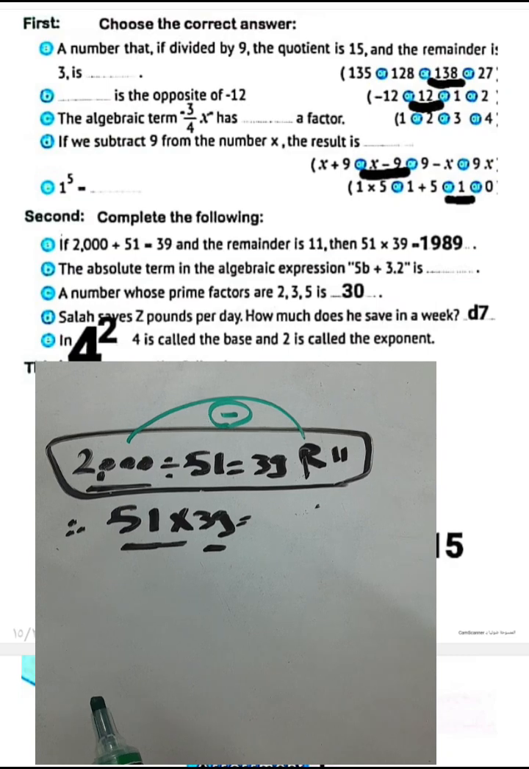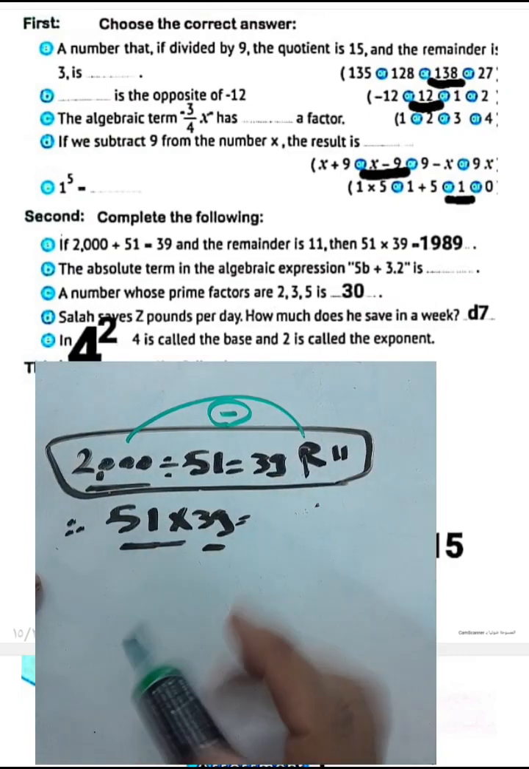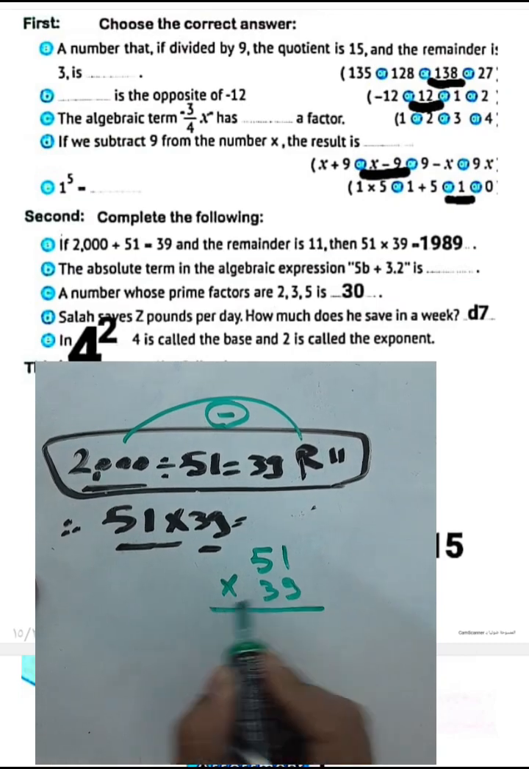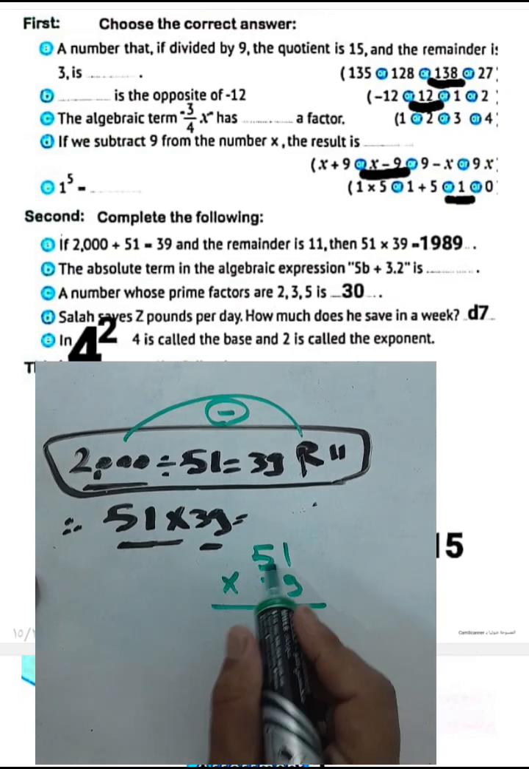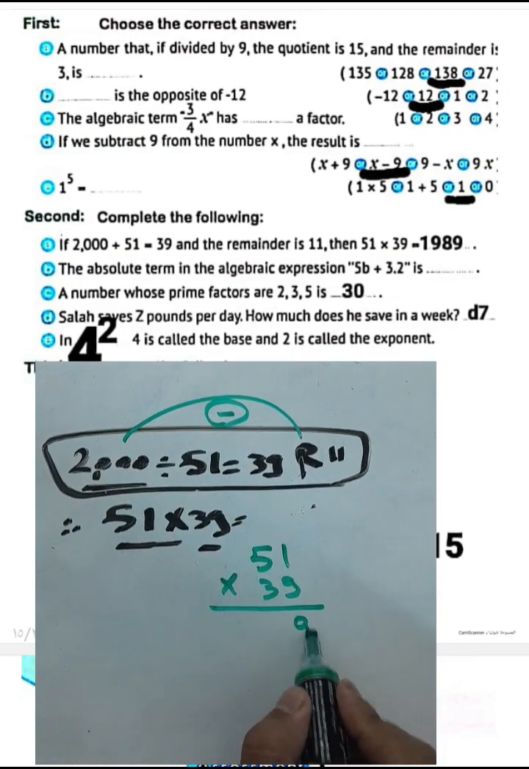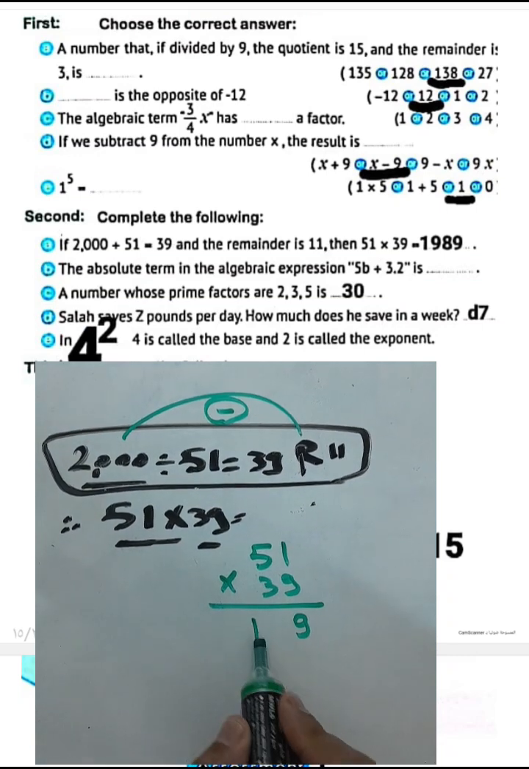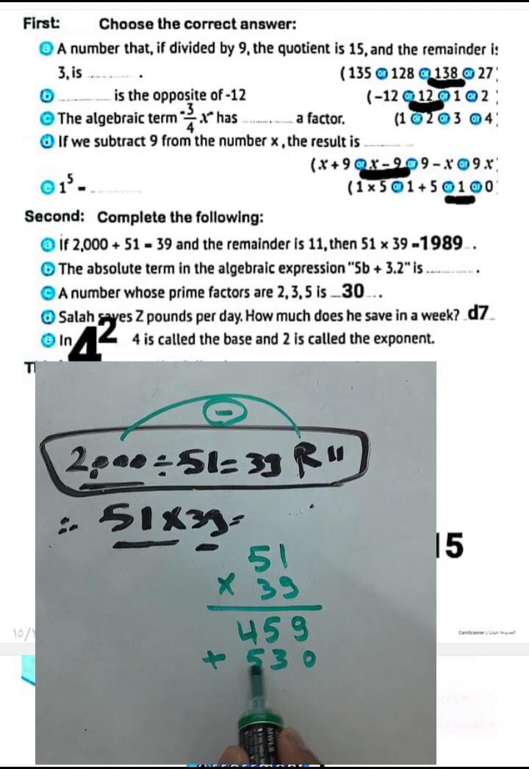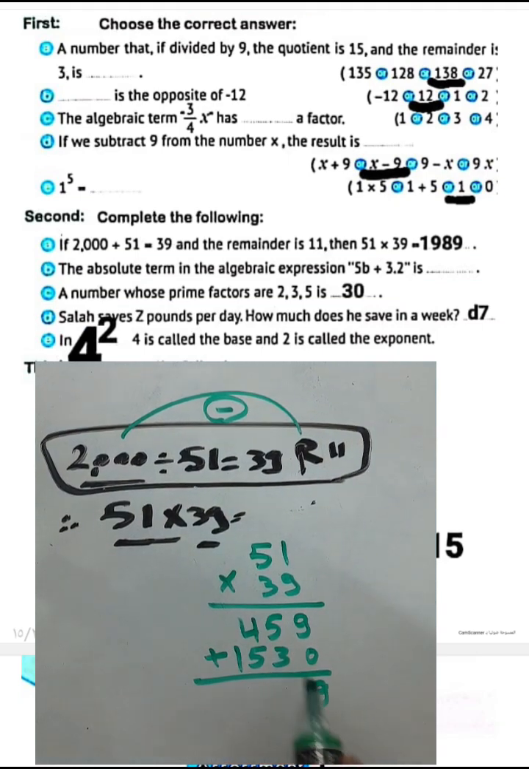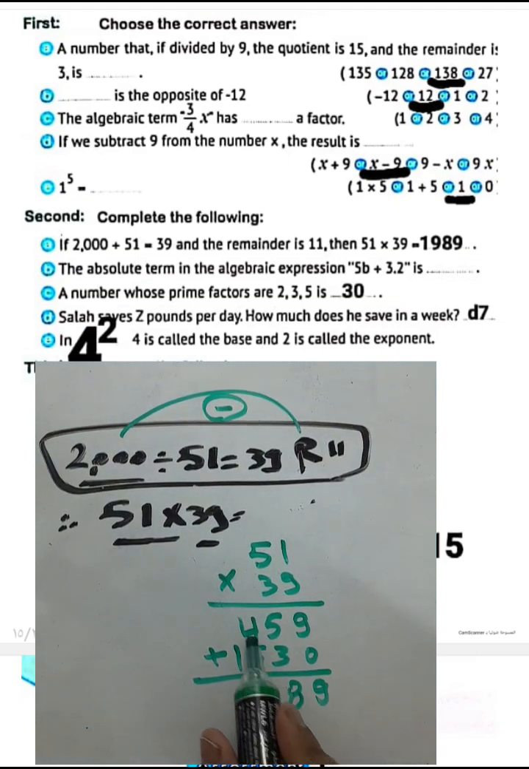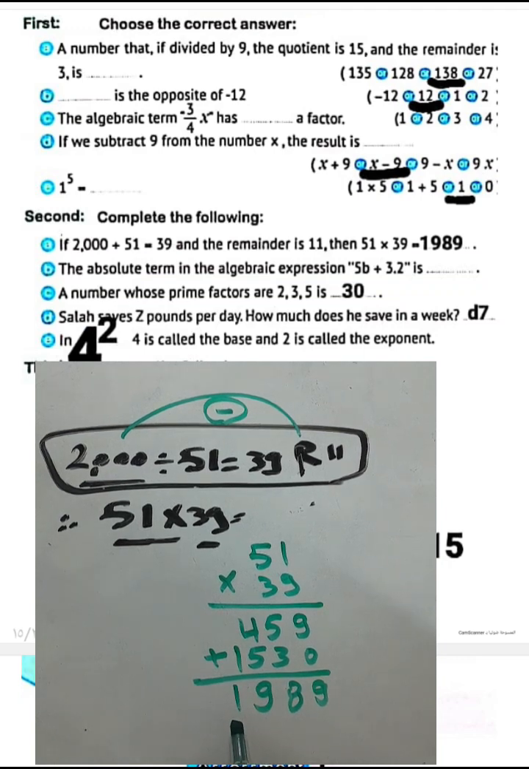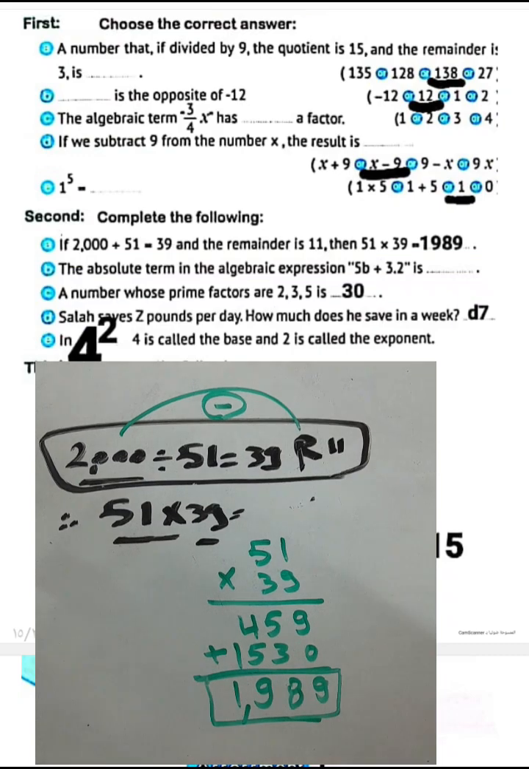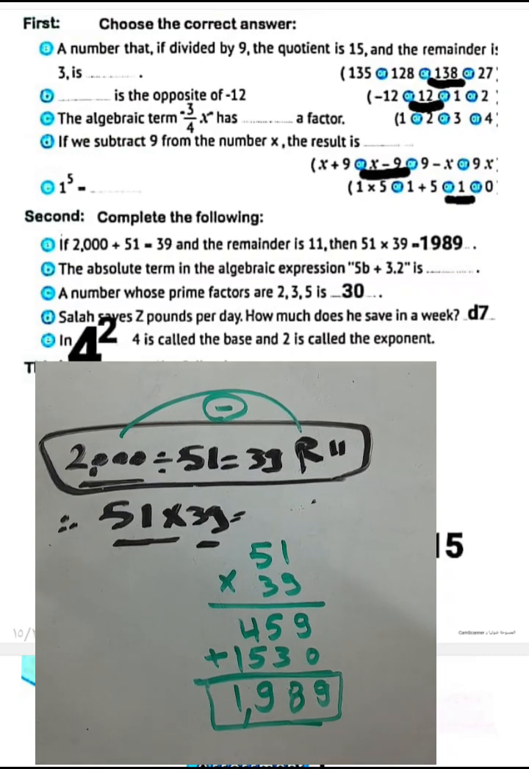Understood? You can find the difference between two numbers here, or use these steps. 39 times 51: 1 times 9 equals 9, 5 times 9 equals 45, plus 0; 3 times 1 equals 3, 3 times 5 equals 15; 9 plus 0 equals 9, 5 plus 3 equals 8, 5 plus 4 equals 9, and then the result will be 1989. Okay, that's the result for this example.